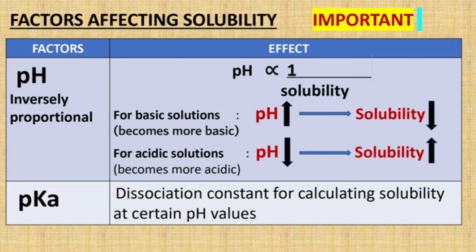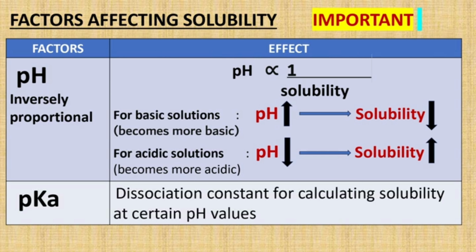The first one is pH. pH is inversely proportional, that means if pH increases, solubility decreases. If pH increases, the solution becomes more basic, and for basic solutions the solubility is inversely proportional, so the solubility will decrease. If the pH decreases, the solution becomes more acidic, and the solubility will increase. Then the next one is pK, the dissociation constant, for calculating the solubility at certain pH values.